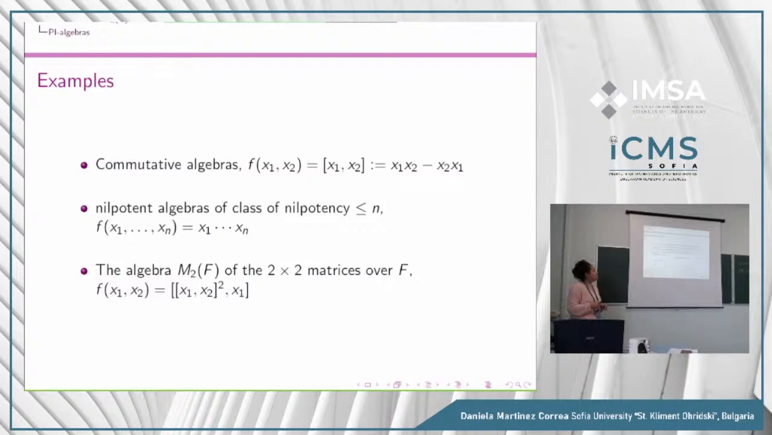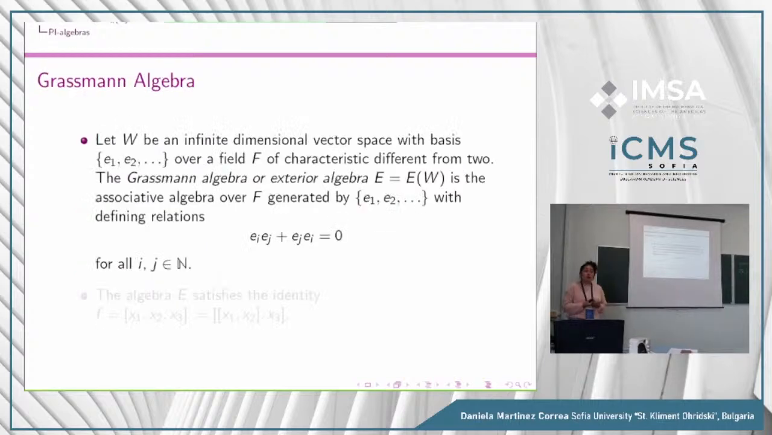The last example is about one of the most important objects in our work, the Grassmann algebra. This algebra can be defined in the following way. We consider W an infinite dimensional vector space over F with this basis. So the Grassmann algebra is the associative algebra over F generated by this set with this relation. So the Grassmann algebra is an associative algebra and is not finitely generated. But this algebra is a PI algebra because it satisfies this identity.